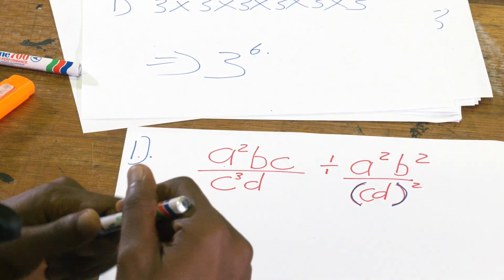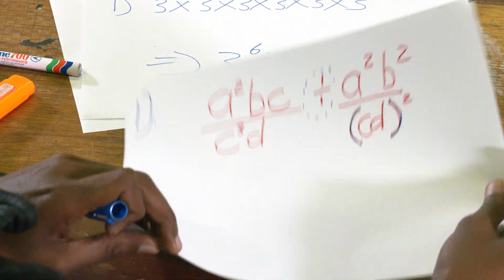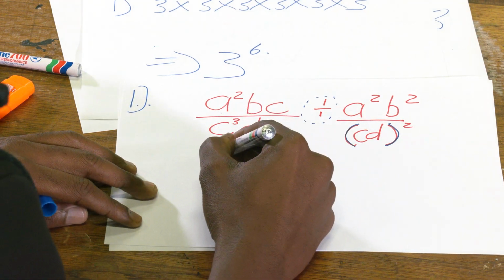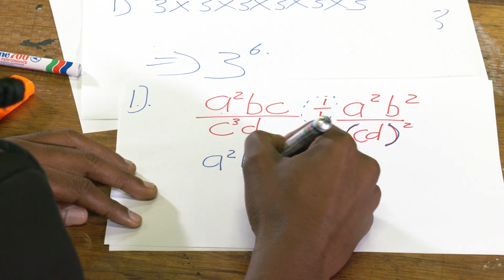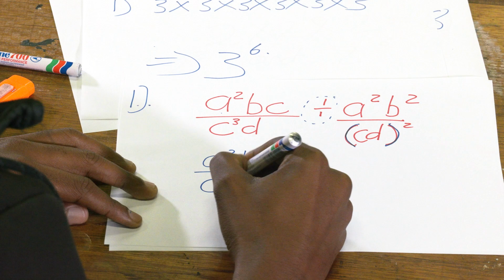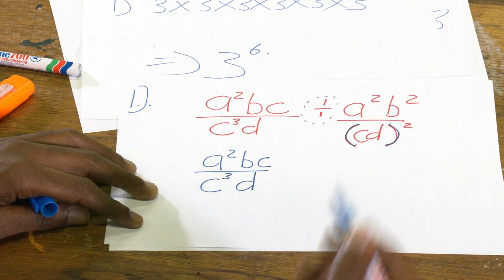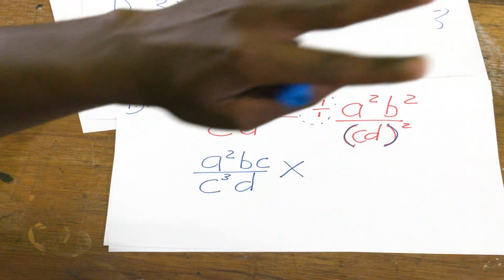fractions, you'll know that to get rid of the division sign, we must cross multiply. So we change it to a multiplication sign. So basically, this would now become a squared bc over c to the power 3 d. Then we change the division sign to multiplication. But once you change it to multiplication, the things on the right now must flip. So what's at the bottom must come to the top. What's at the top must come to the bottom.